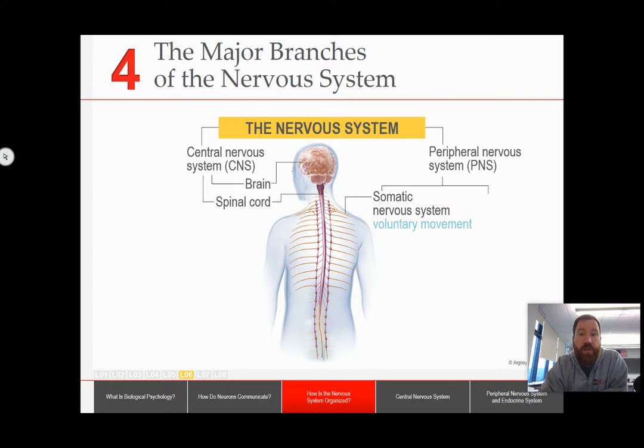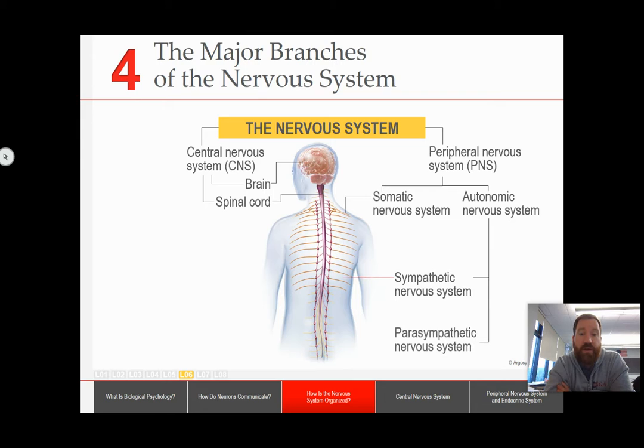The other branch of the peripheral nervous system is the autonomic nervous system. The autonomic nervous system deals with regulating our body. Okay, it's kind of like the automatic, right? It's not quite the same word, but it's kind of like an automatic thing. So the autonomic nervous system is responsible for things like your heart rate, or your breathing, or how much you're sweating, or your pupil dilation, or whether or not your stomach is digesting food or not. So that is what your autonomic nervous system is in charge of.